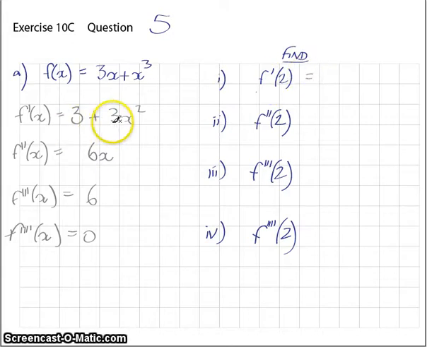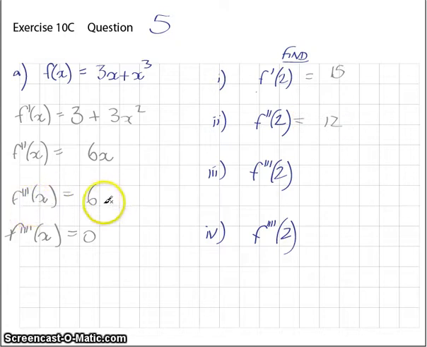So 3 plus 3 times 4. So 3 times 4 is 12, plus 3 is 15. F double dash of 2, so second derivative evaluated at the point 2. Here's my second derivative, where x is 2, I get 12.